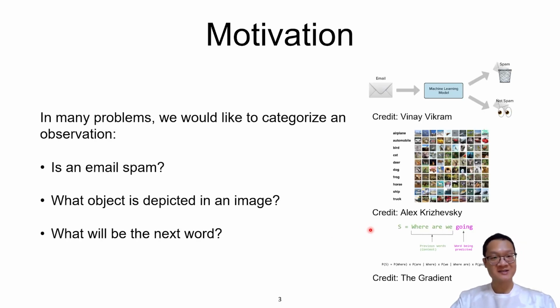Next, we're going to be talking about classification. Throughout the course, we have only been talking about regression. So now, classification. The motivation behind classification is that a lot of times we would like to categorize an observation. For example, is an email spam? What object is depicted in an image? That's computer vision. Or what will be the next word? That's natural language processing.